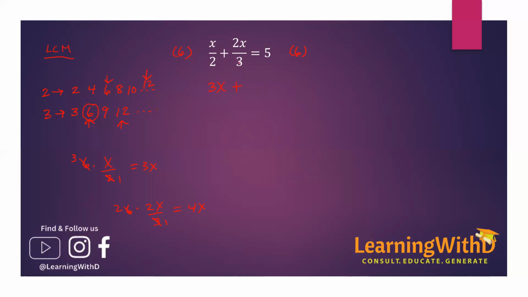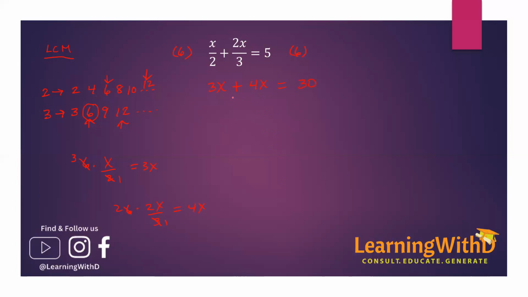Plus 3 into 3 is 1. 3 into 6 is 2. 2 times 2x is 4x. Okay? It's 4x. But then we also have to multiply the right-hand side. We have to multiply the right-hand side. So 5 times 6 is 30.